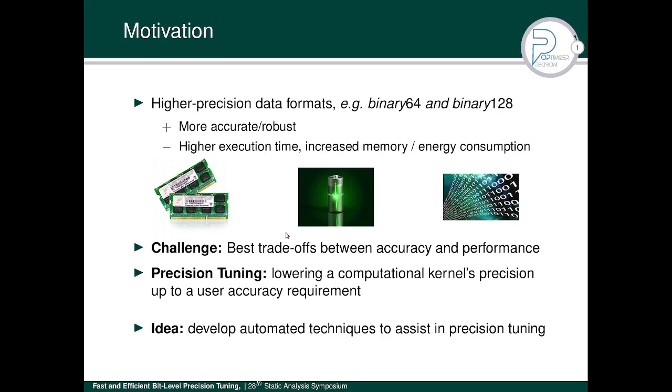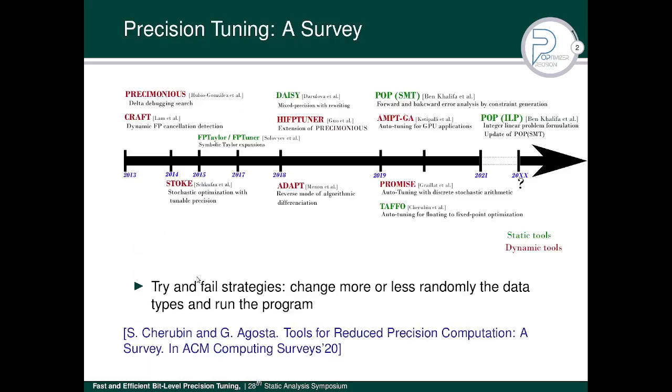So the goal of this work is to find the best trade-off between accuracy and performance by using a reduced precision for the variables and by satisfying at the same time the user accuracy requirement. This process is called precision tuning.